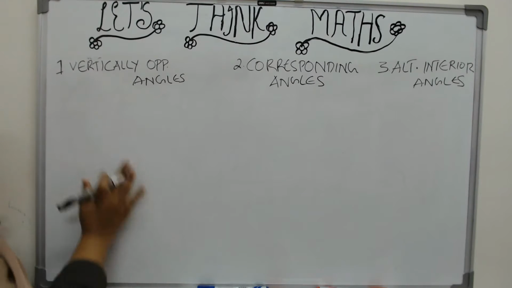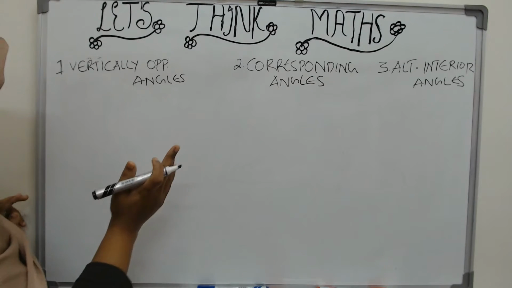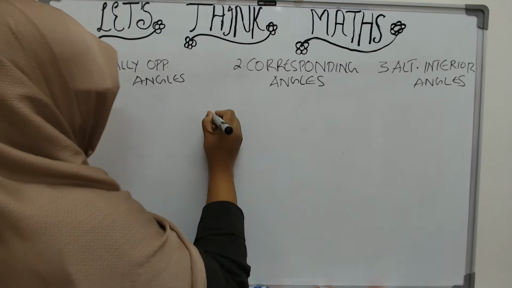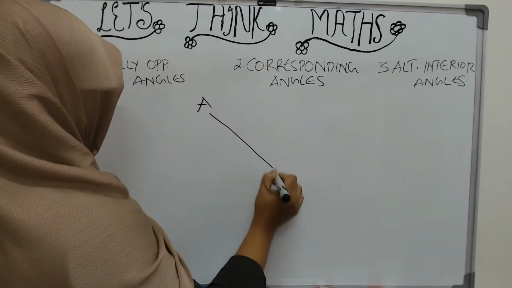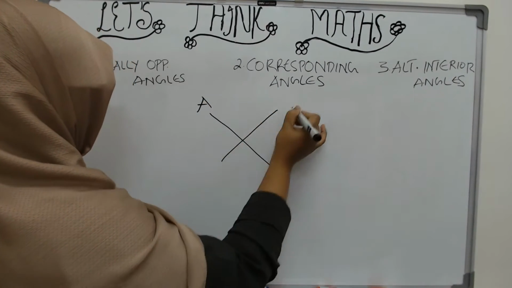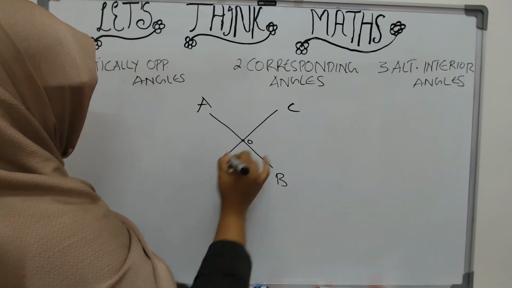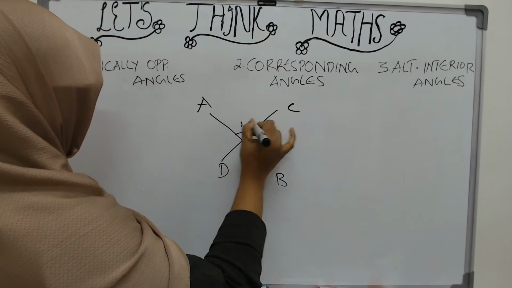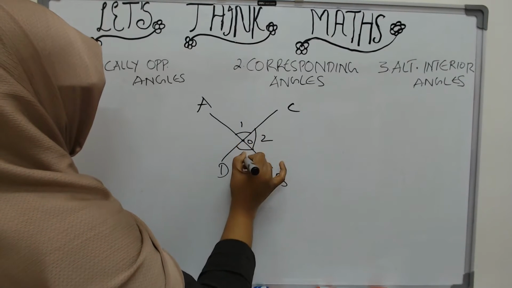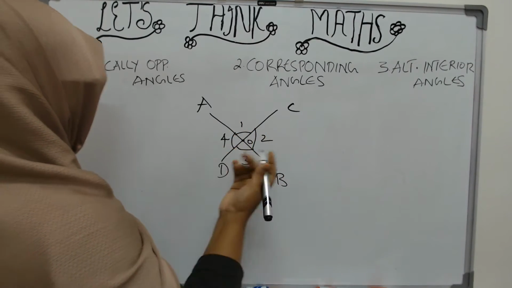Now let us prove the vertically opposite angles are equal. Suppose we take two lines. One is AB and the other is CD. Suppose it meets in a point O. Then what do we have to prove? It makes 4 angles, right? 1, 2, 3, 4. So what do we have to prove?